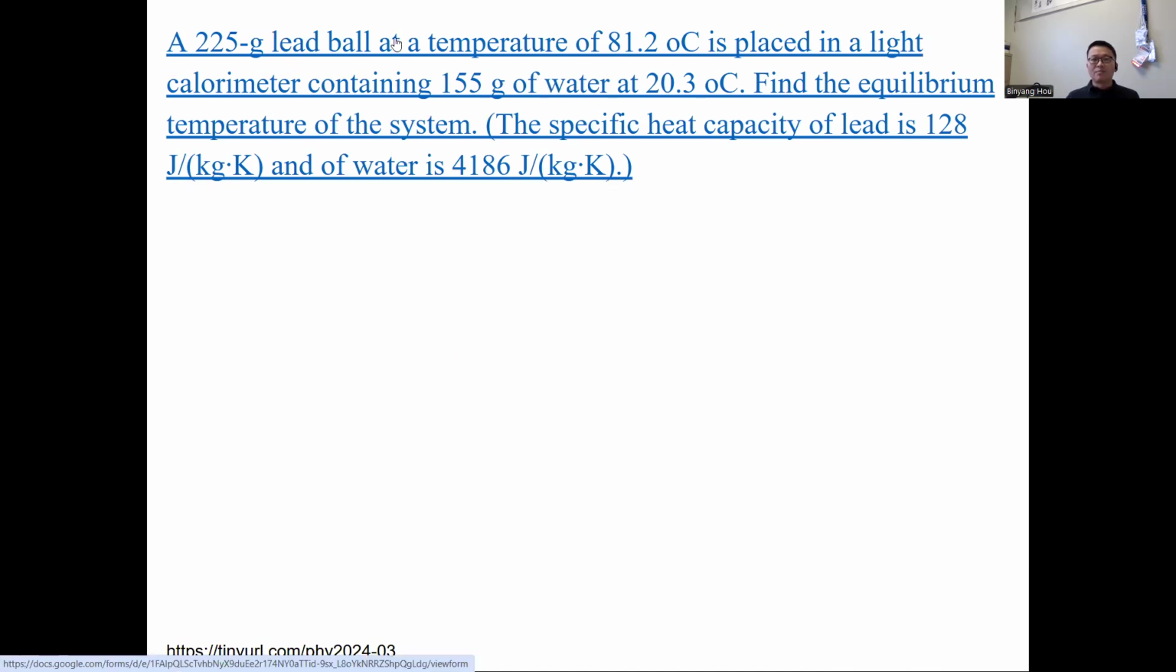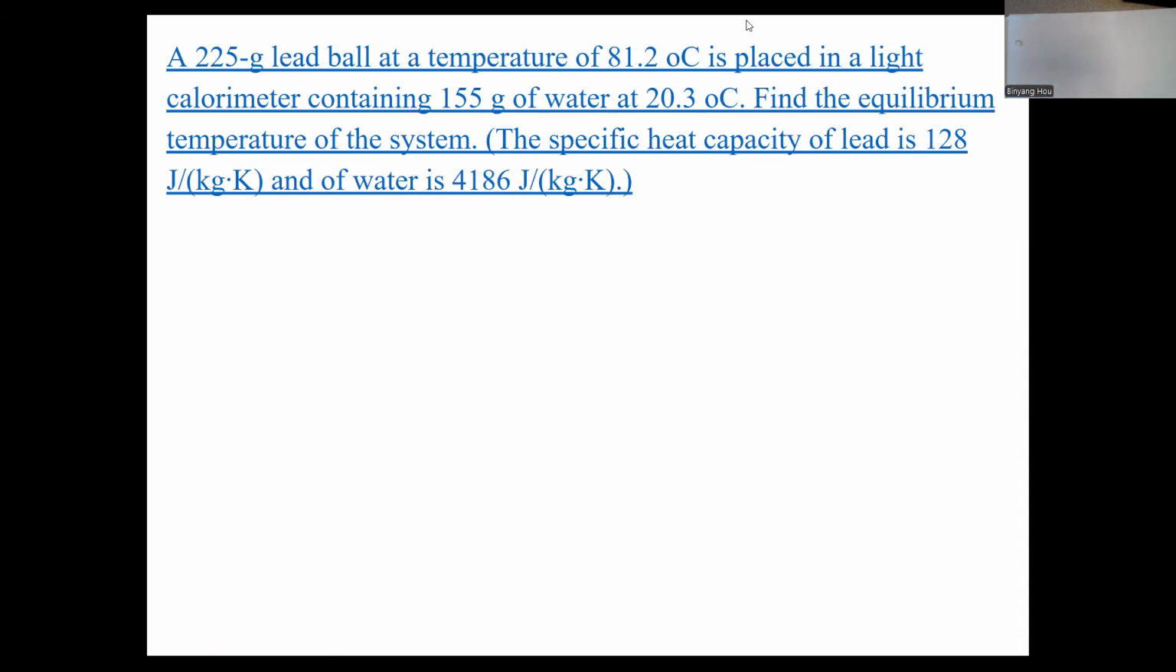Okay, so then we can look up the specific heat capacities, and it gives us the initial temperature for the lead is 81.2 degrees Celsius. The mass of it is 225 grams. For water, it's 20.3 degrees Celsius, and its mass is 155. Okay, given the heat capacities of the two, for lead 128, and then for water 4186. Okay, so we are looking for final temperature. All right, so let me use my other camera over here so you can see how you can solve this problem. I'll write down the knowns we have first.